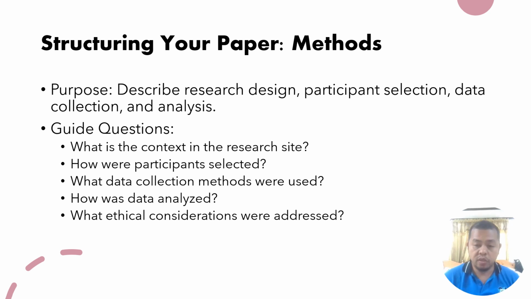So here are some guide questions that you can use while writing your method section. First is, what is the context of the research site? Of course, you have to describe the research design first. What is your research design all about? And then what is the context of the research site? Because sometimes in qualitative research, especially in anthropology, it's very important that you bring your readers to the research site by describing your research site, so that they can have a picture of where this study is being conducted.